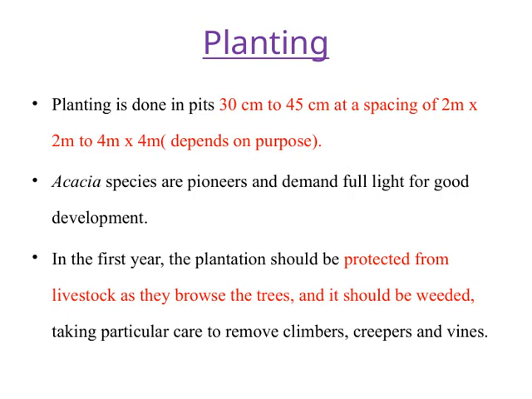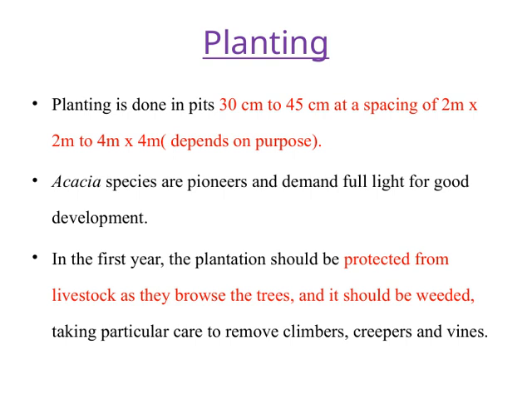Let's talk about planting now. When we plant, we do so in pits that are about 30 to 45 centimeters deep. The spacing between these pits typically ranges from 2 meters by 2 meters up to 4 meters by 4 meters, but this can vary depending on the specific purpose of the planting. It's important to remember that acacia species are pioneers. They thrive in full sunlight, so they need open, well-lit areas to develop properly.